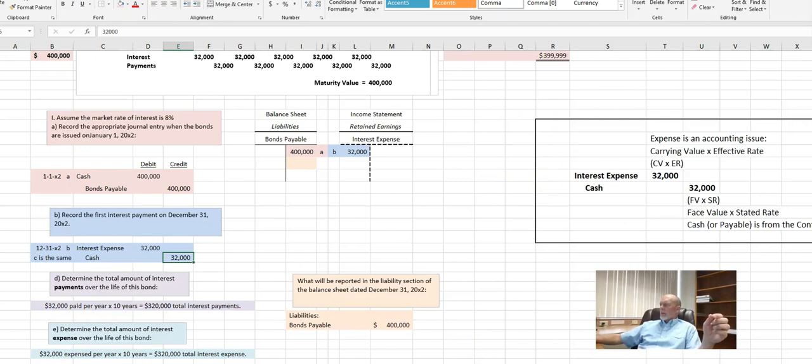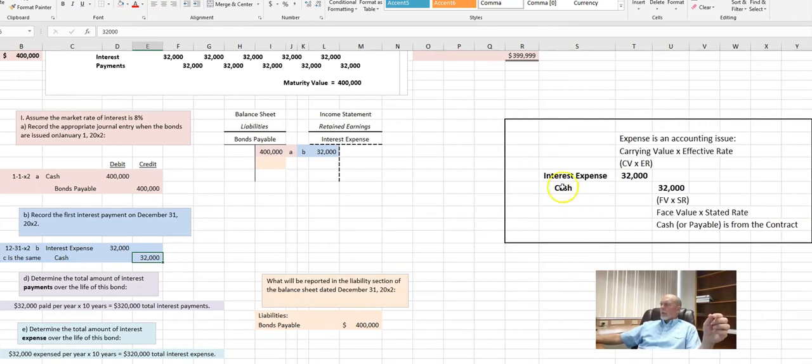Here's where this entry comes from. The credit to cash comes from the contract. It's the face value of the contract times the rate that is stated in the contract. That's the cash credit. Or if you were maybe accruing interest, that would be the credit to the payable. So the payable or the cash always comes from the contract.